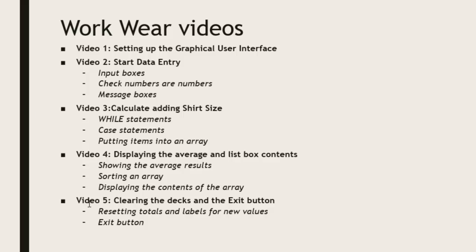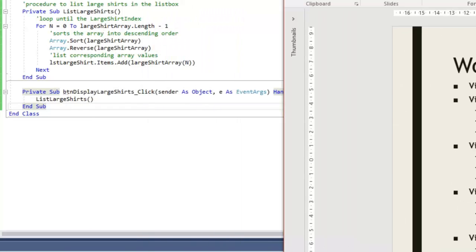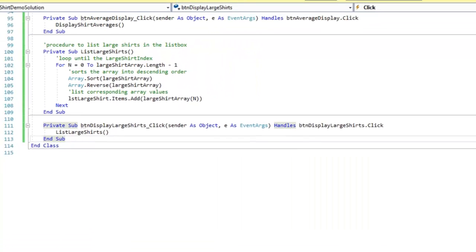Let's see what we're going to do in this video. In our last video we're going to be clearing the decks and using the exit button. So we'll reset those totals and we'll put some code in to exit the full application. So let's go and do that now.